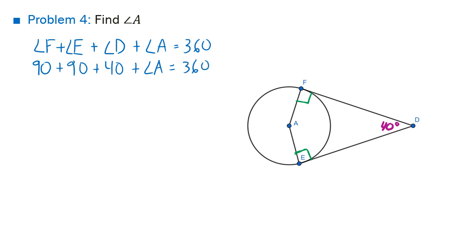So 90 plus 90 plus 40 gives us 220 plus angle A equals 360. Subtract the 220 from 360, we get angle A being 140.